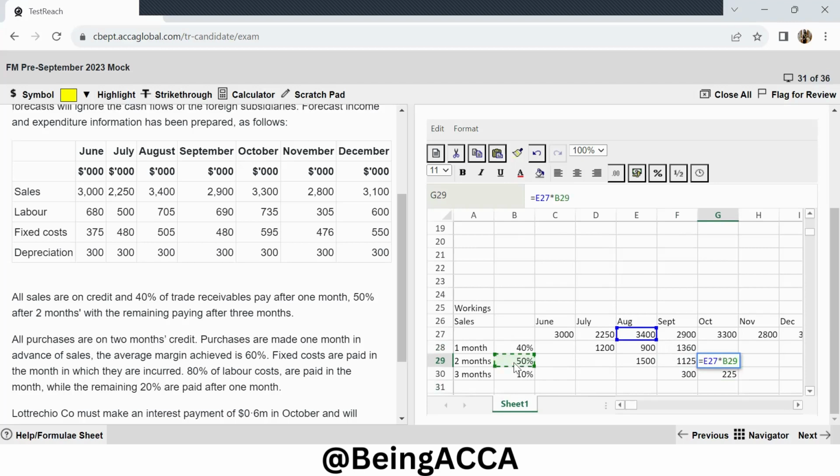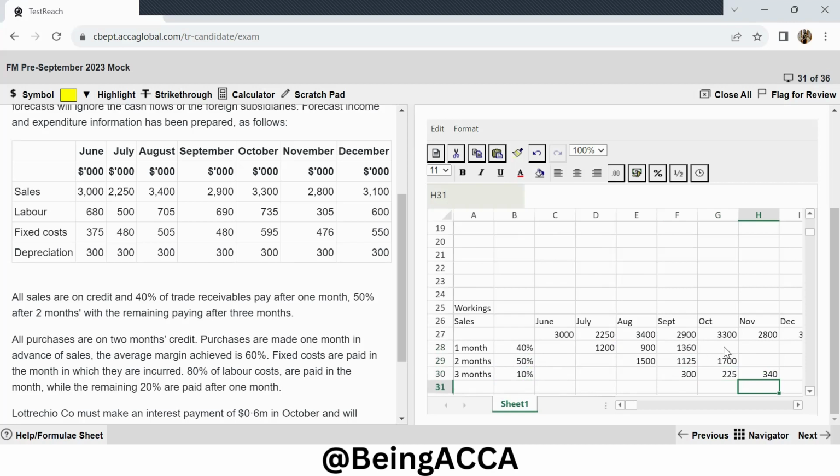So I can just link it from here as well. This comes out to be 1700. Then for the 3 months, I'm going to be getting 3400 multiplied by 10%. So this will be 340. Now again, we did for August. Now let's just go for September now.